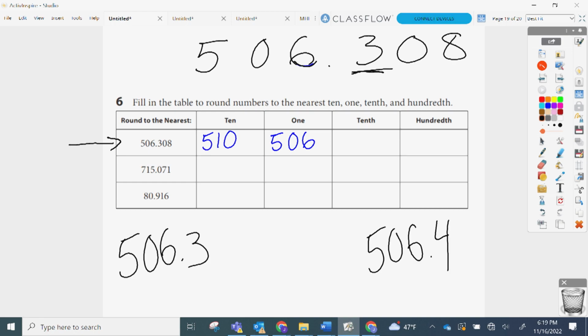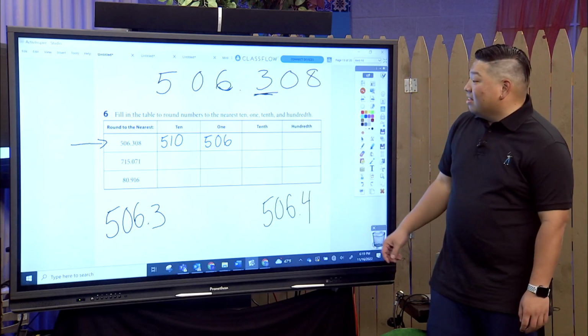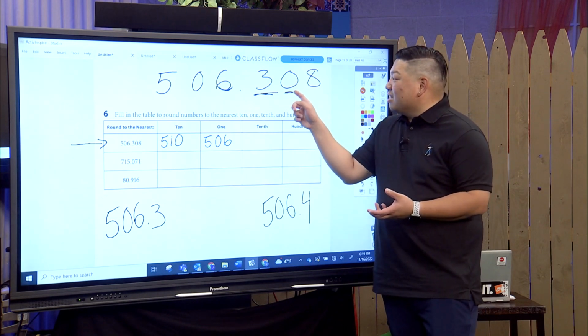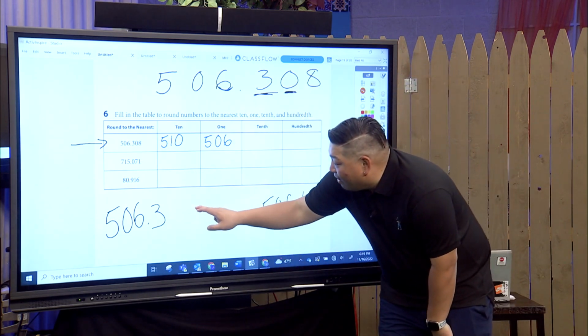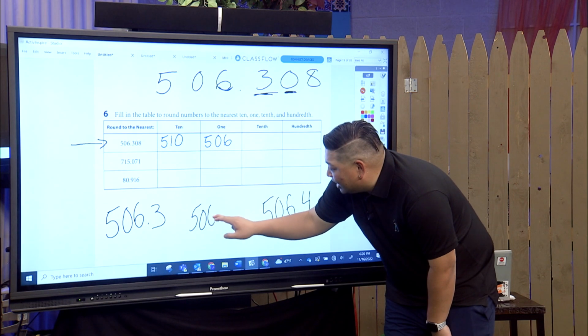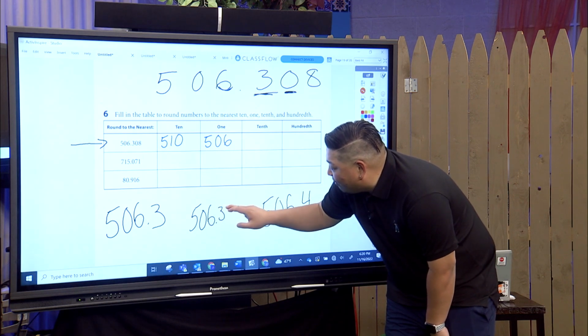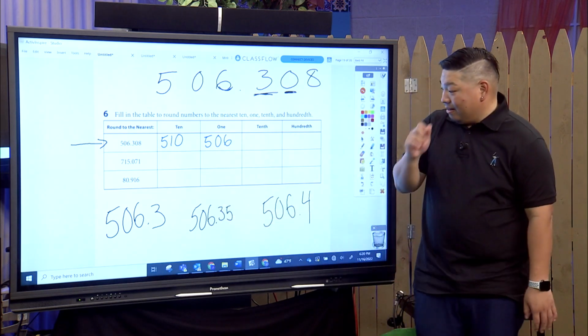So in between 506 and 3/10 and 506 and 4/10, the clue is we're going to be taking a look at the next place value. And that's going to be 506 and 35 hundredths.